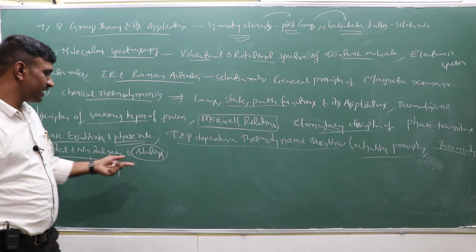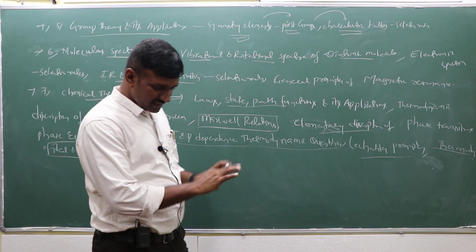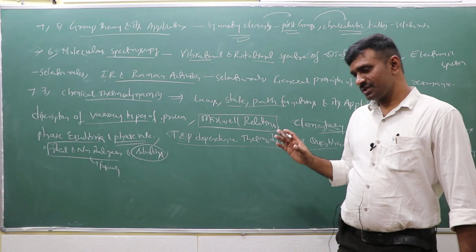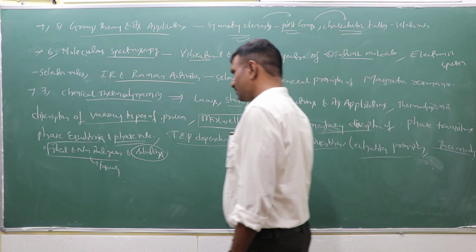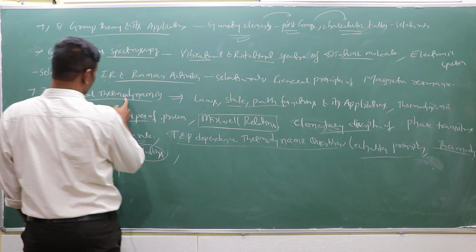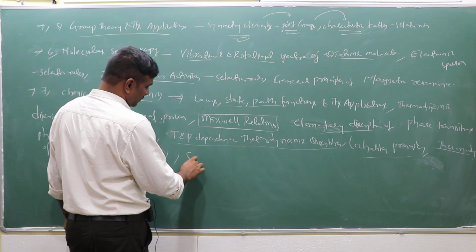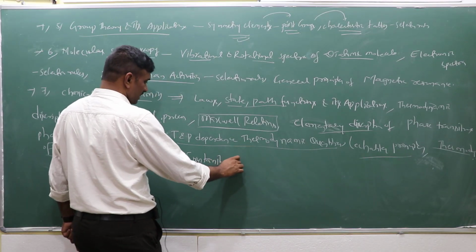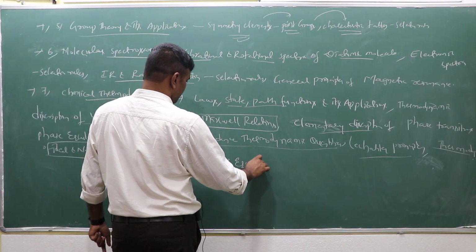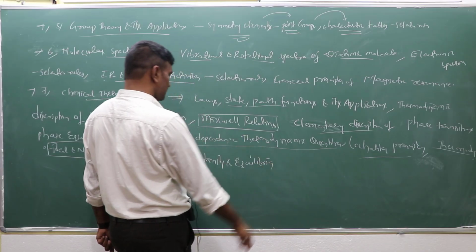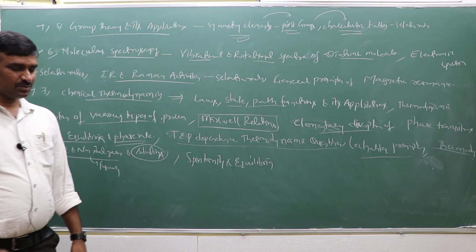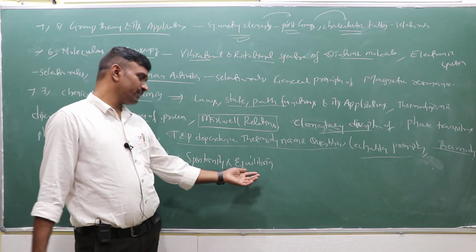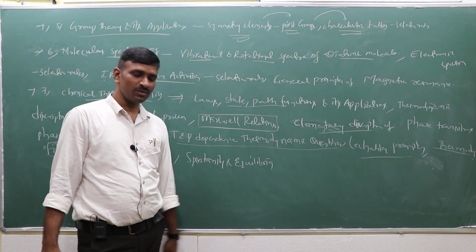The activity coefficients are discussed in detail from the electrochemistry point of view, because we use electrochemistry everywhere. Also mentioned in the syllabus, another one from the chemical thermodynamics point of view: spontaneity and equilibria. That means the conditions for a spontaneous process and for the equilibrium case. Equilibrium processes are reversible and spontaneous processes are irreversible.